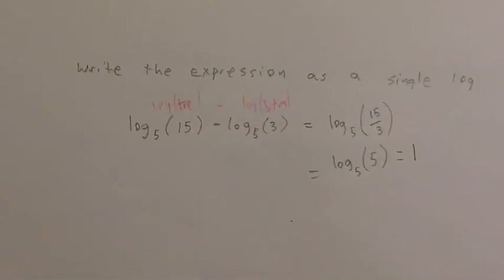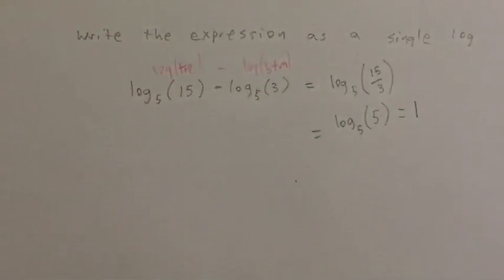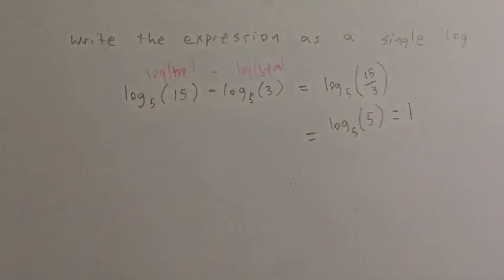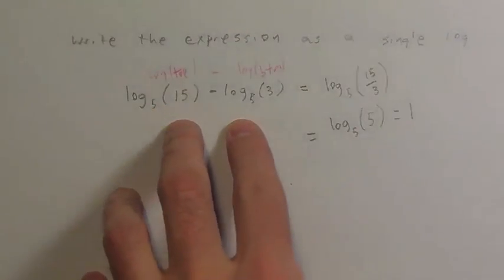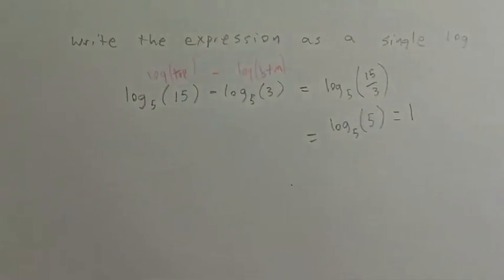Alright, so knowing this property, knowing how to do it in reverse, can really help you simplify, because we started with this nasty thing and guess what? It just turns out to be 1. So there you go, your answer is 1. Alright, let's look at another one.